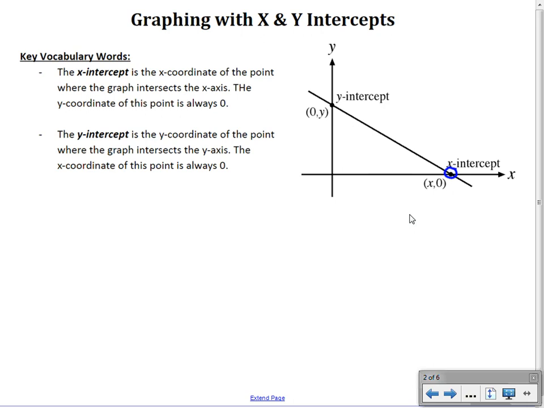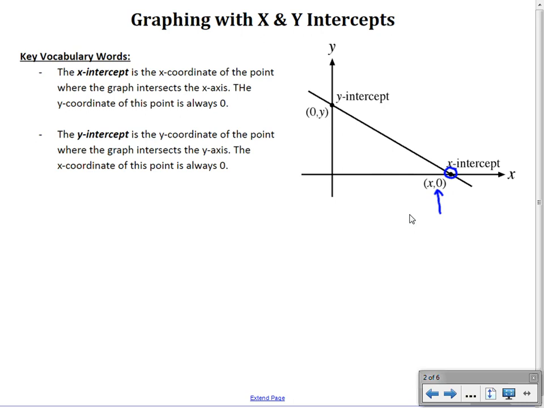Now here's something that's important. This is an ordered pair. We express points as ordered pairs, an x value and a y value. The x value is going to be wherever it crosses the axis, but something that you really need to be careful about and pay attention to is that anytime you have an x-intercept, the y value of that ordered pair will always be 0, because any point on the x-axis has a y value of 0.